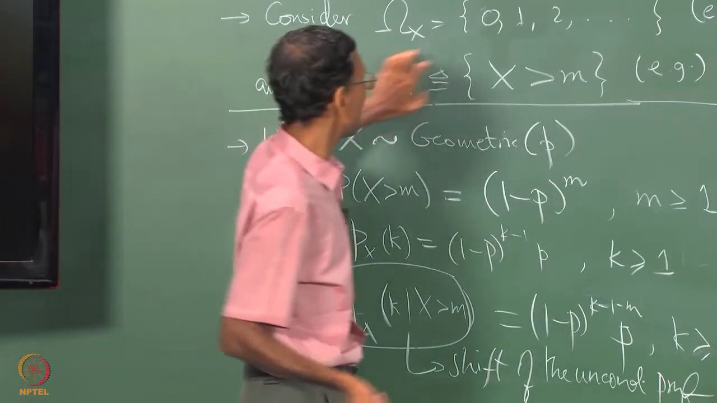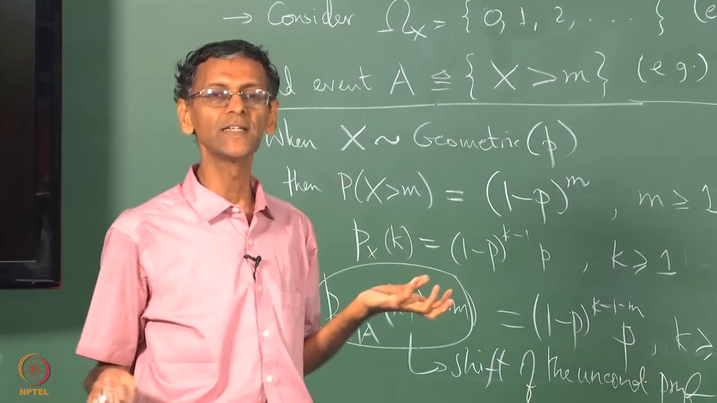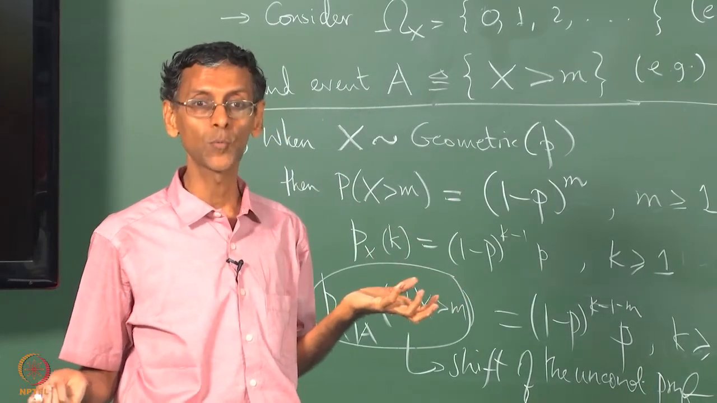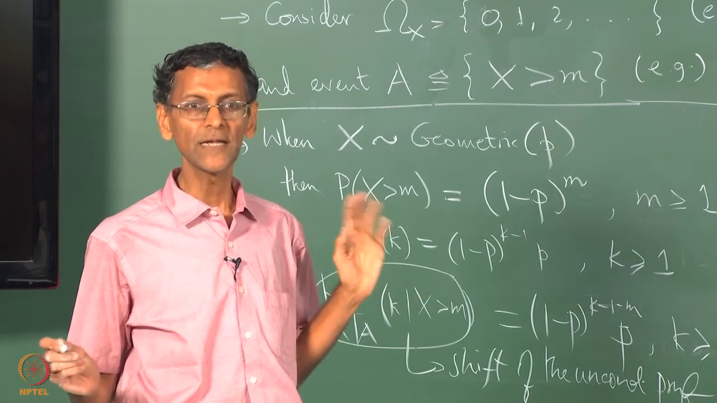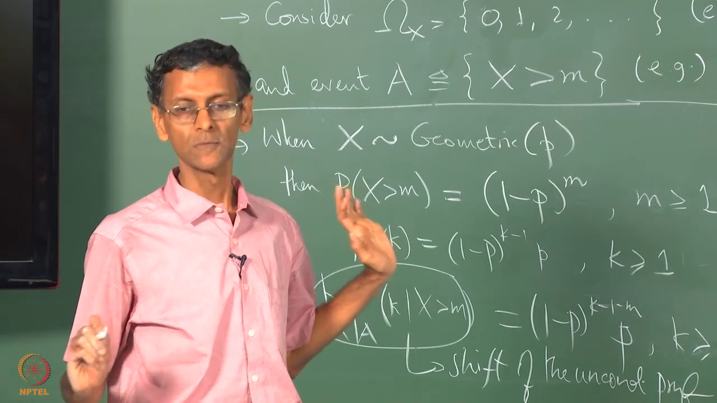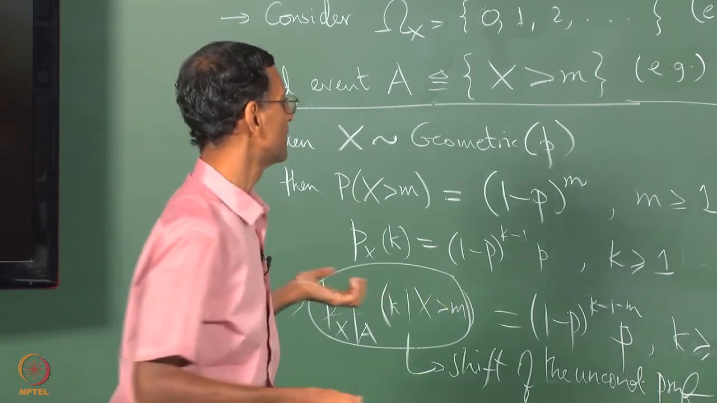The only thing is this event A here, the conditioning event, always has to have positive probability. You cannot condition on impossible events with 0 probability. That is the only thing you have to watch out for. Otherwise, any other kind of conditioning is possible.